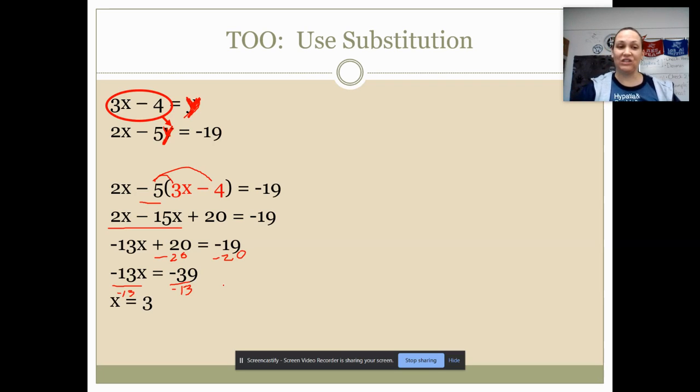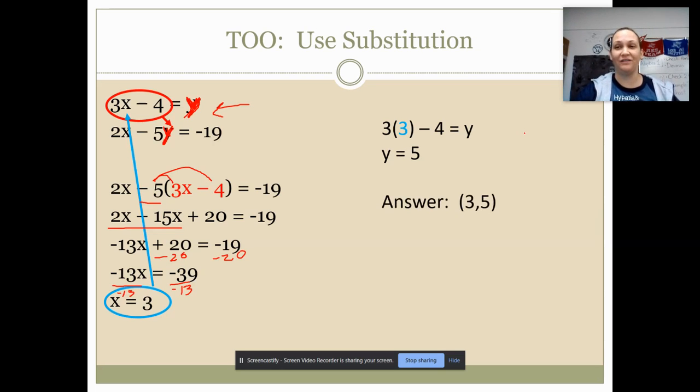To find your second answer, you'll need to take your first answer and substitute it back into one of the original equations. Don't substitute it into the new equation you created. We're trying to find the letter y, and that equation does not even have the letter y in it. Now, again, I prefer to use the equation that's already set up as y equals because it takes less work on my part. So I'm going to plug it into that equation. 3 times 3 is 9, and 9 minus 4 is 5. And my final answer, ordered pair, alphabetical order, is (3, 5).